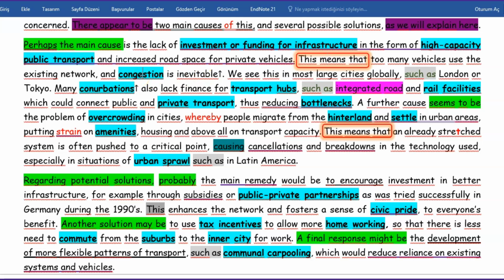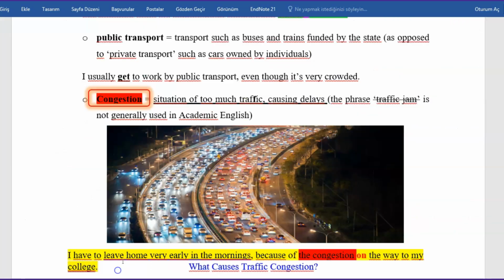And I'm going to say some tips here. In your academic writing, please avoid using traffic jam here. It's better to take a look at our previous videos regarding cities and infrastructure. In academic English, we don't prefer to use traffic jam.